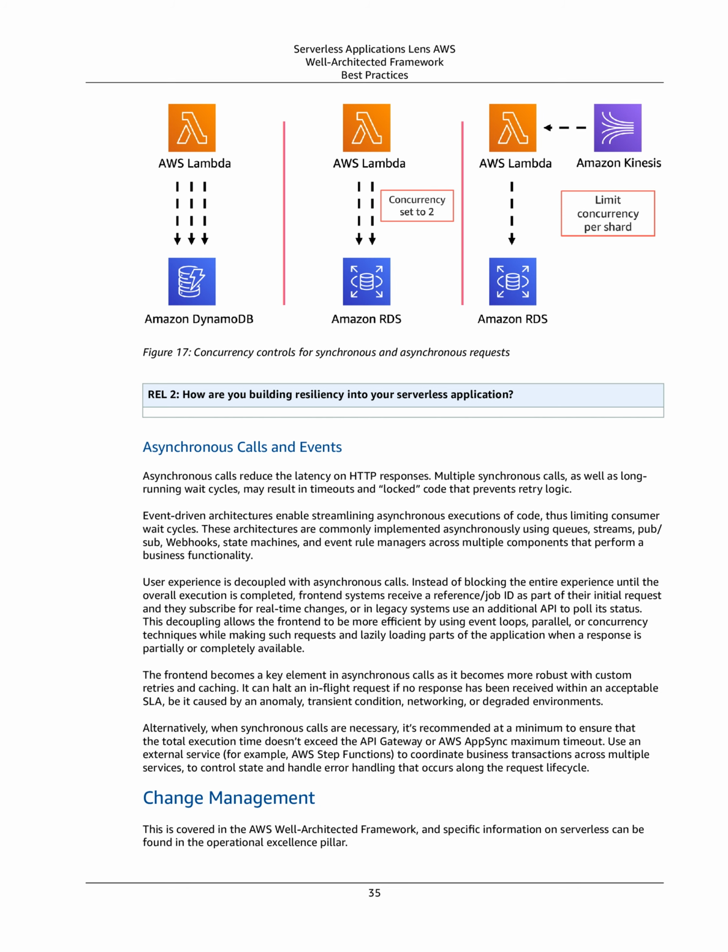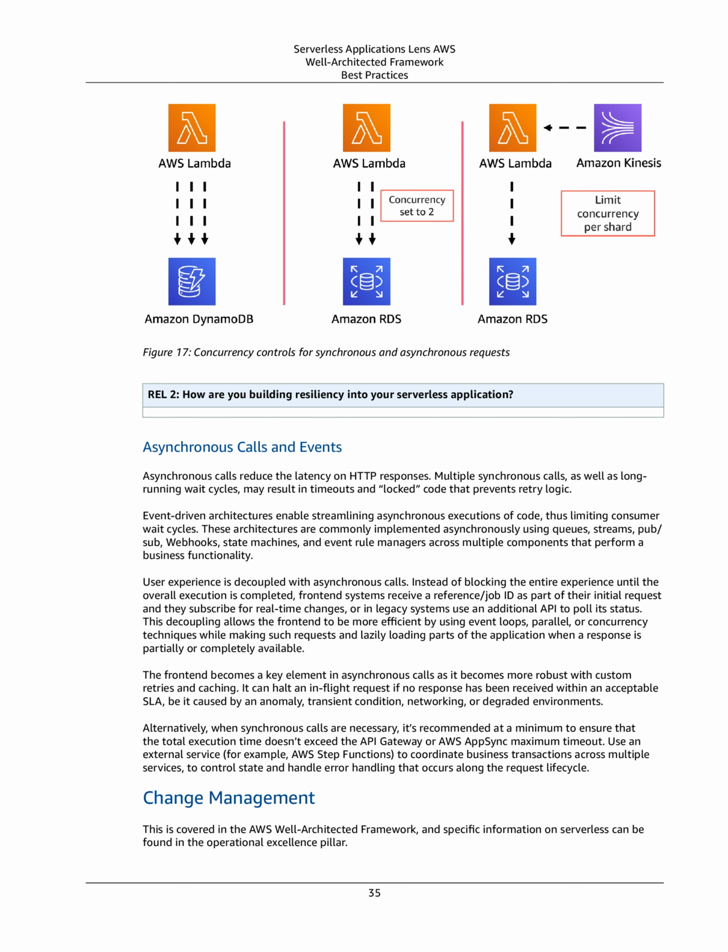its status. This decoupling allows the front-end to be more efficient by using event loops, parallel, or concurrency techniques while making such requests and lazily loading parts of the application when a response is partially or completely available. The front-end becomes a key element in asynchronous calls as it becomes more robust with custom retries and caching. It can halt an in-flight request if no response has been received within an acceptable SLA, be it caused by an anomaly, transient condition, networking, or degraded environments.